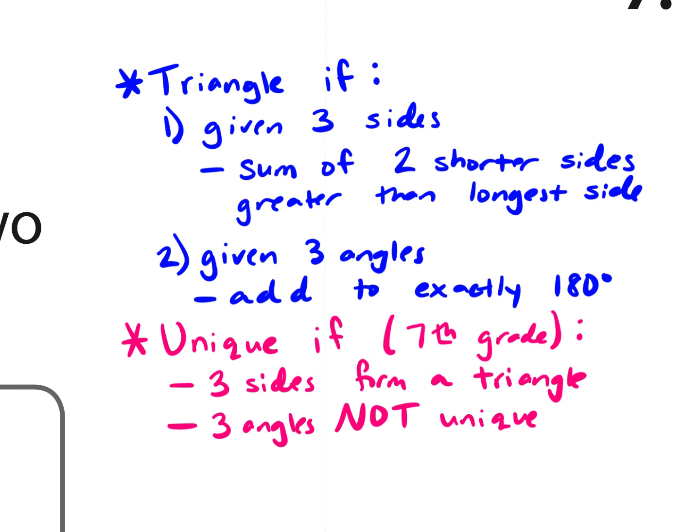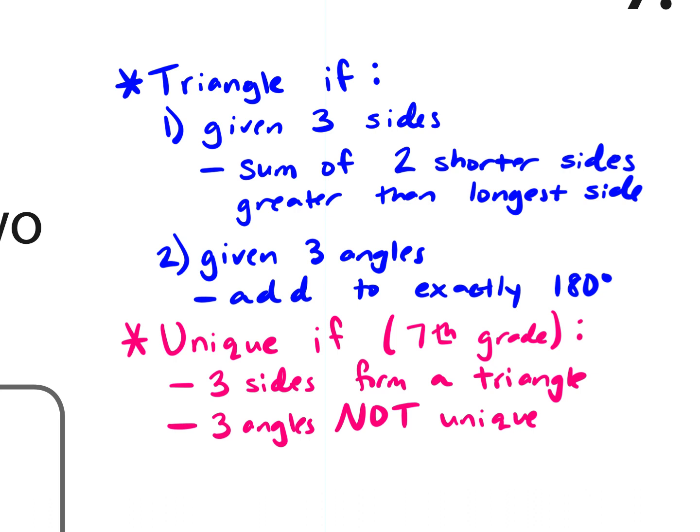Now we can determine if it's unique in 7th grade by looking for 3 sides that form a triangle, and if that's the case, then we do have a unique triangle because it's not going to change its size, because those sides form the size of the triangle.